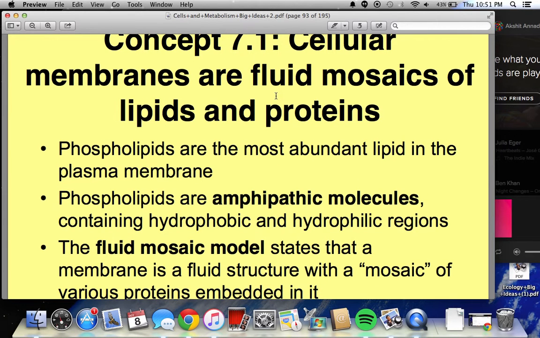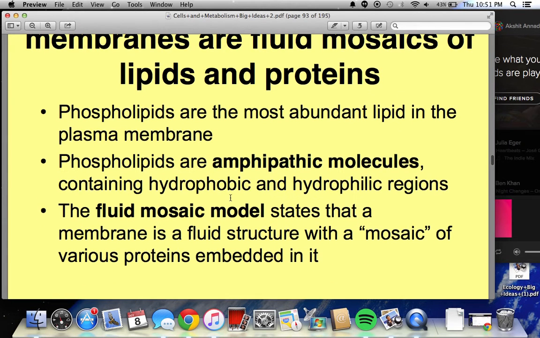Okay, but phospholipids are the most abundant lipid because every cell has it. I mean, the outside of every cell is made of phospholipids. They're amphipathic molecules, which means they contain hydrophobic and hydrophilic regions. They have hydrophobic tails and hydrophilic heads.